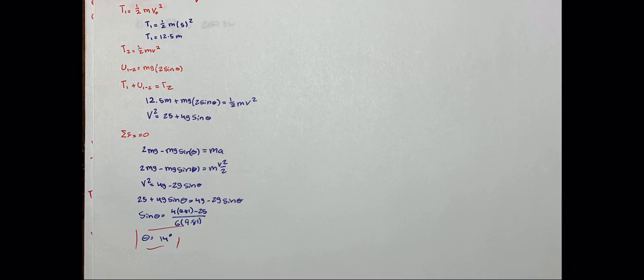We'll also need to sum the forces in the x direction, which is negative 2 mg when it breaks. Negative 2 mg minus mg sine theta equals ma. We know that a is v squared over 2. We can use these two equations to solve for v. Then we'll plug in v, and then we can solve for the angle at which it should break.